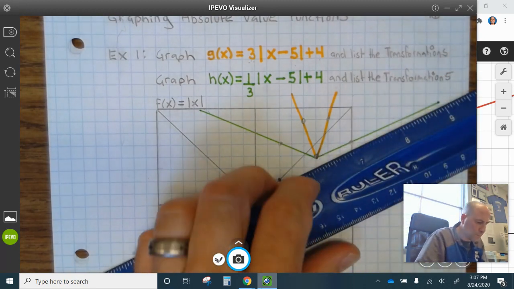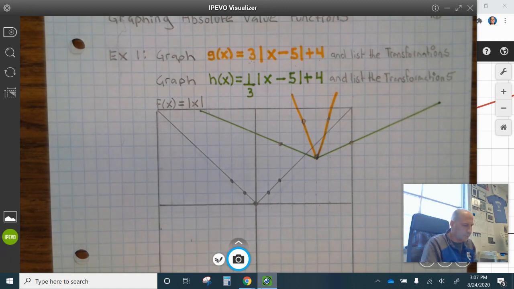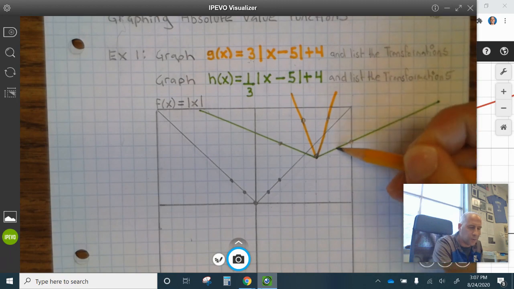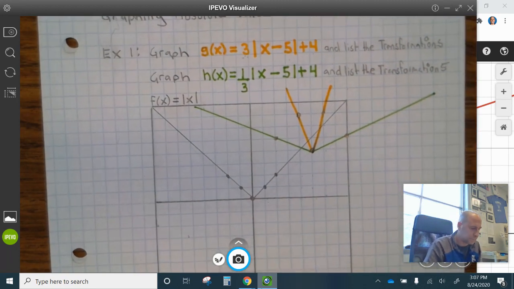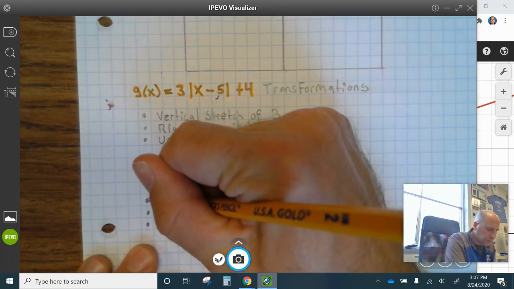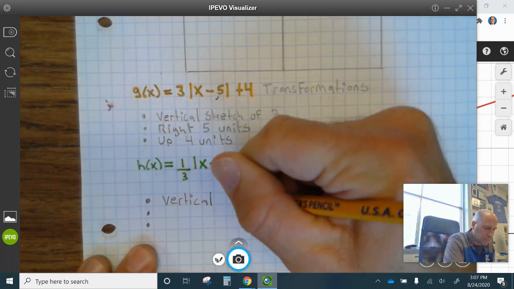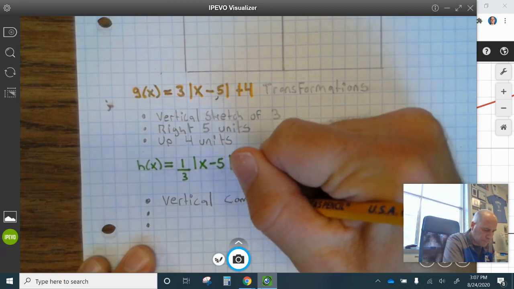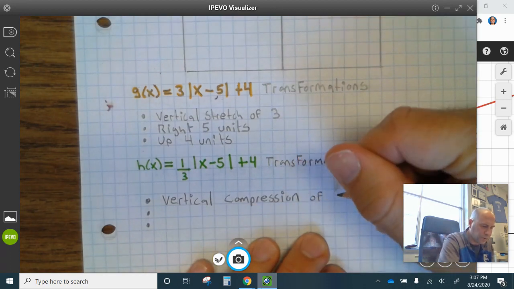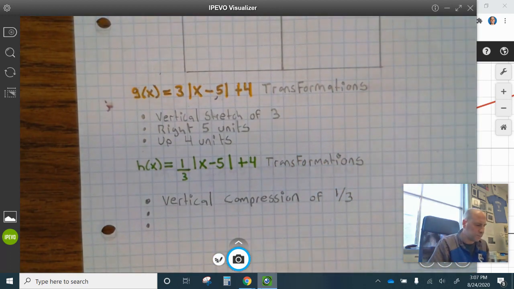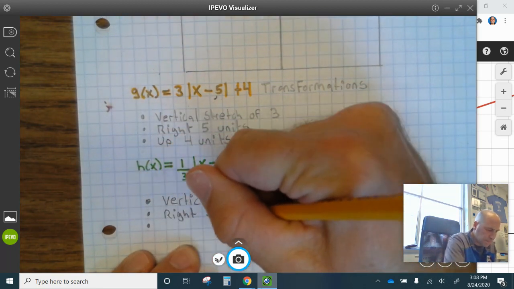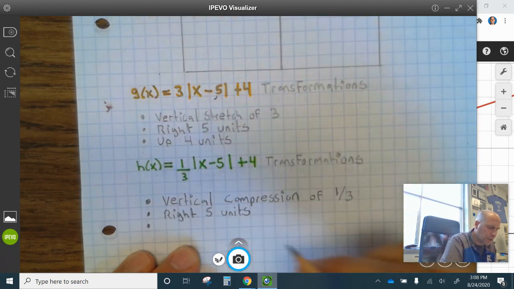Okay, now I did this on purpose so you can see the difference between a vertical stretch and a vertical compression. So let's go ahead and write that down. The 1/3 is a vertical compression of 1/3. Okay, and then it's right 5 units and up 4 units.